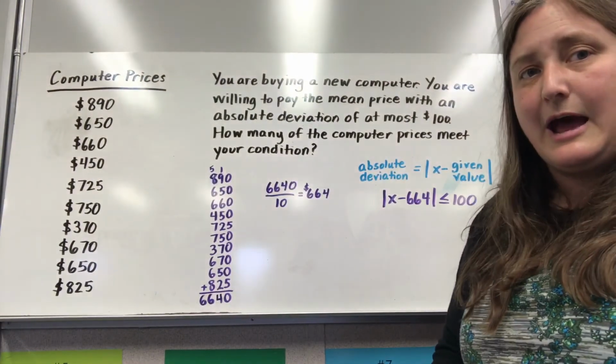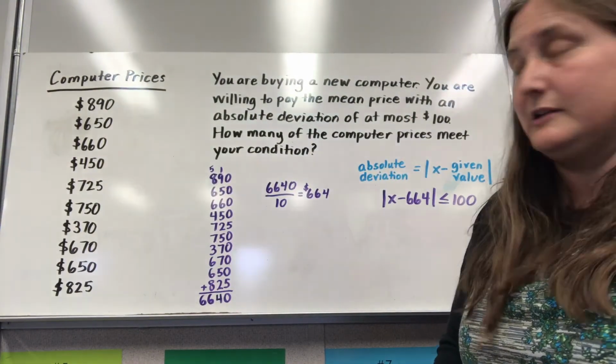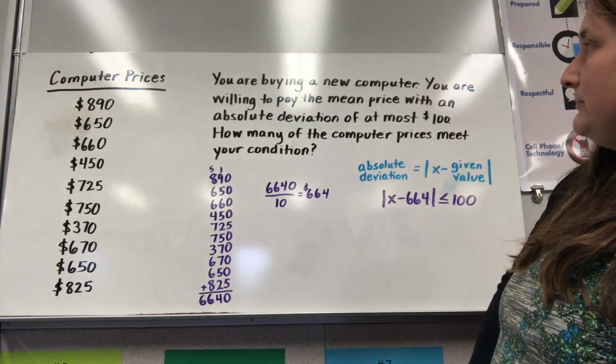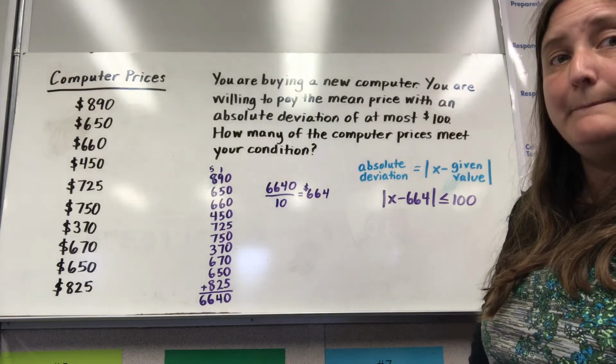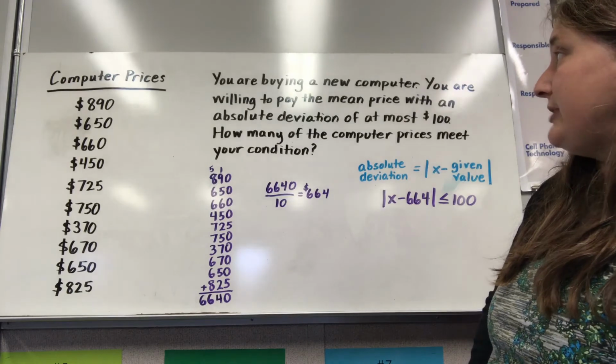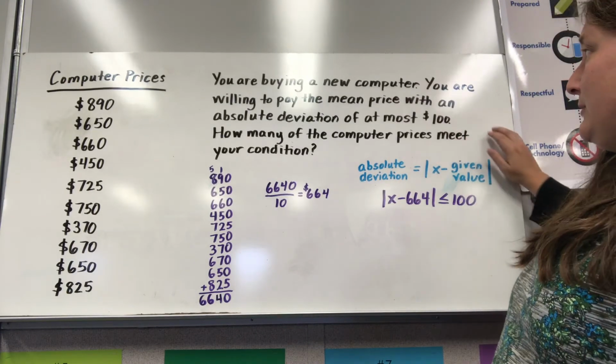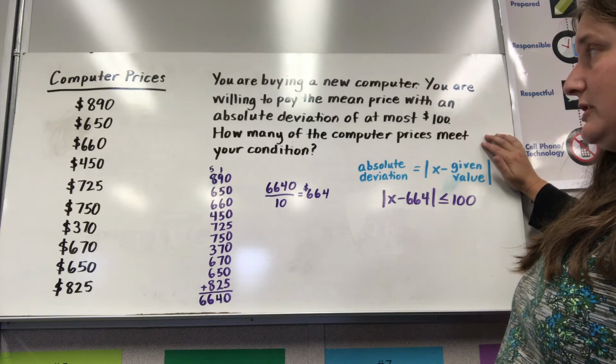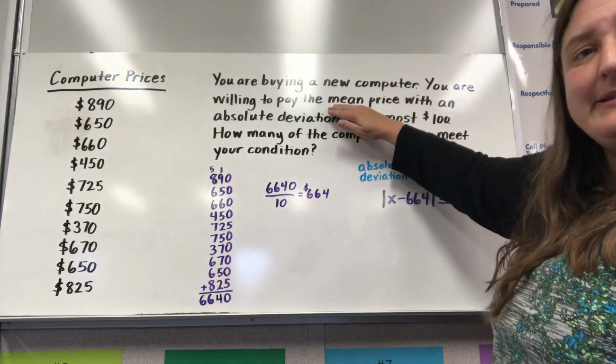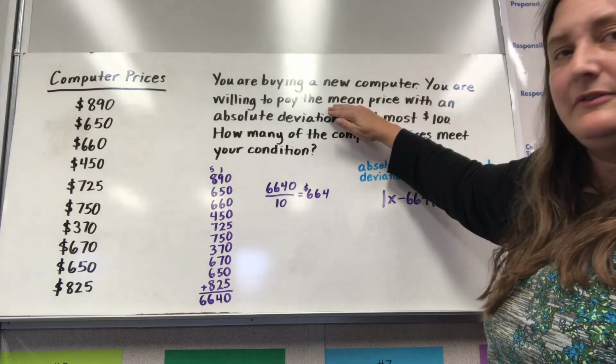All right, so here's that absolute deviation problem that I talked about. So you're buying a new computer and you're willing to pay the mean price with an absolute deviation of at most $100. We want to know how many of the computer prices meet your condition. Well, it's all based on the mean. So the first thing we have to do is find the mean.